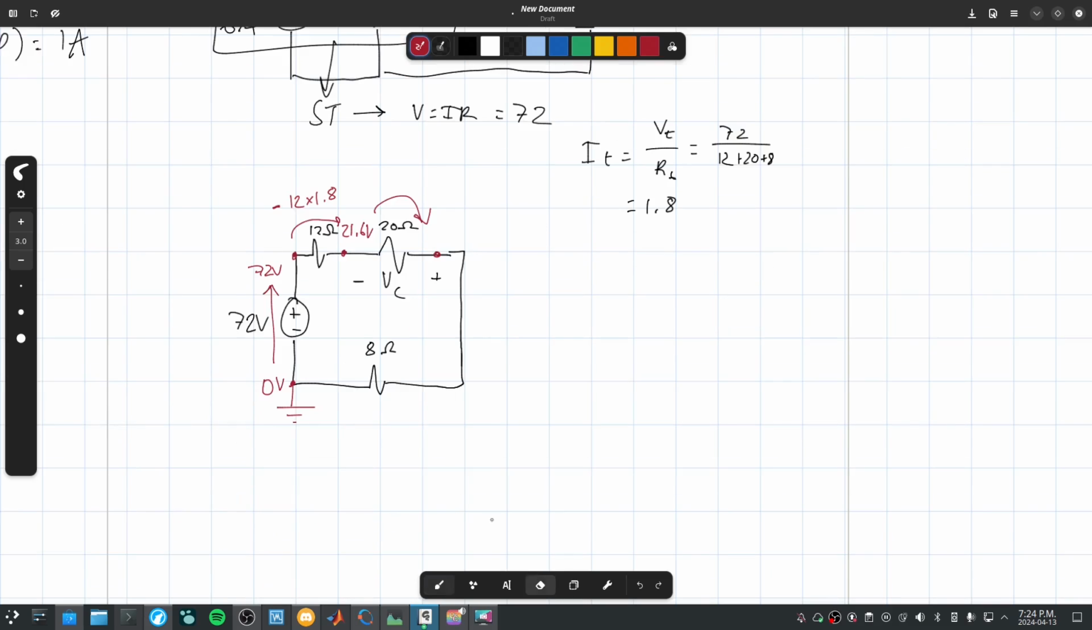Oh, I'm sorry. Oh wait. Oh, sorry. This is the drop. The drop is 21.6. So 12 times 1.8. Yeah, you're right. I don't know how I made that silly mistake. Sorry. So 72 minus 21.6. That's 50.4. This is 50.4 volts. Let's jump across. This is negative 20 times 1.8, which is equal to 36.